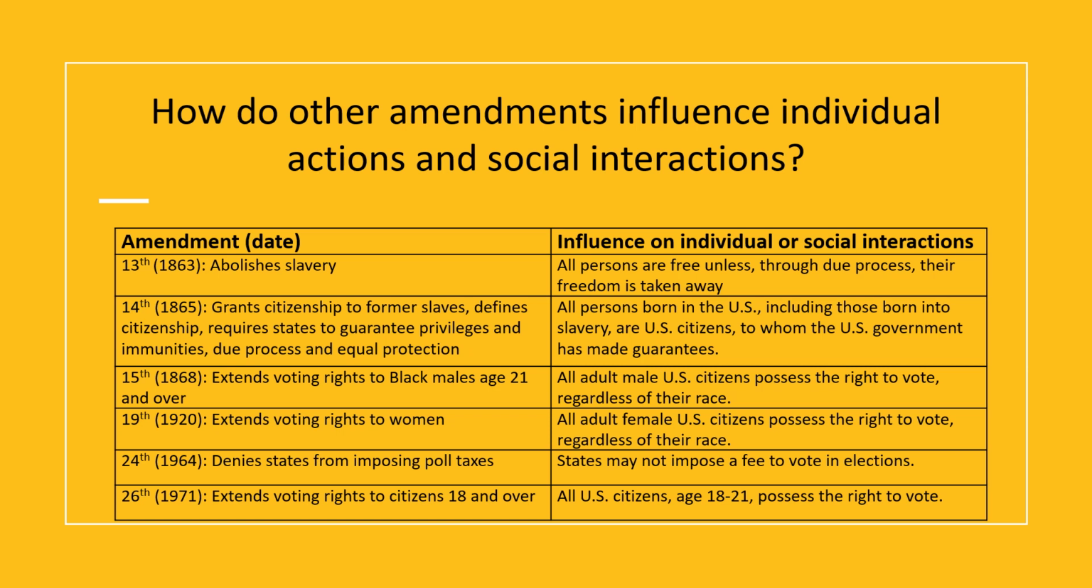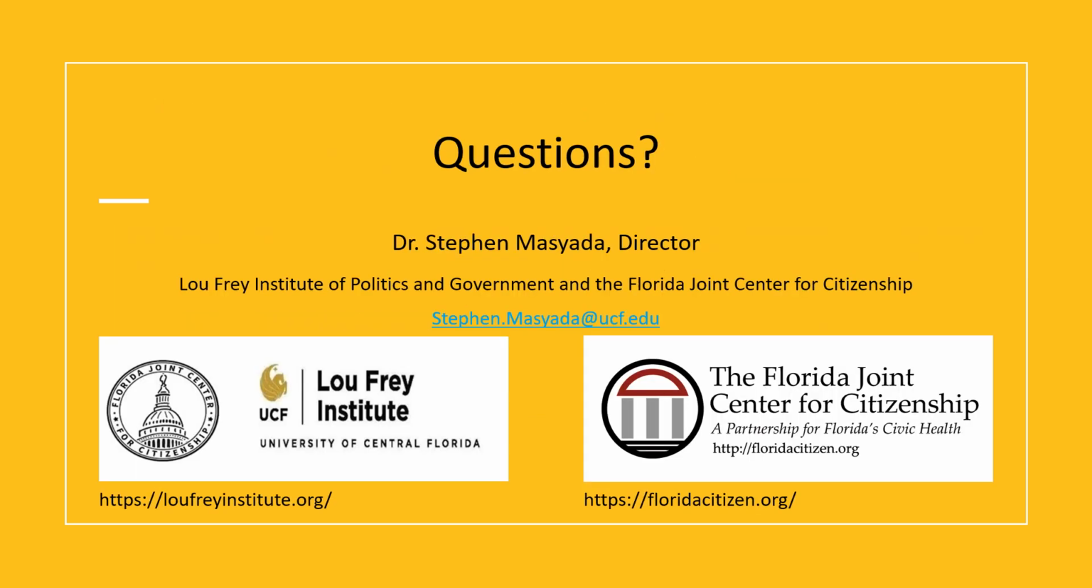And then finally, we look at the two later amendments relating to voting rights. Again, as we talked about, the 24th Amendment took that right away from states to impose a fee to vote in elections, and similarly, states could not decide who between 18 and 21 could vote. Anyone and everyone between 18 and 21 could vote.